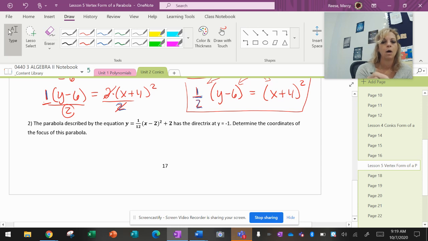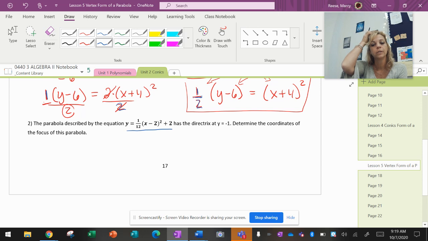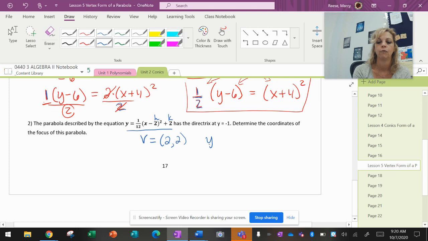Okay, so the parabola described by the equation. Now that to me, what form is that? It's not conic. It's not standard. That is your vertex form. It has a directrix at y equals -1. Determine the coordinates of the focus of the parabola. Okay, so they're giving it to you in a vertex form, which means I know the vertex. Remember, this is your H and this is your K. Negative 2 comes out as a 2, so the vertex is 2, 2, right? And then we've got that directrix of y equals negative 1.